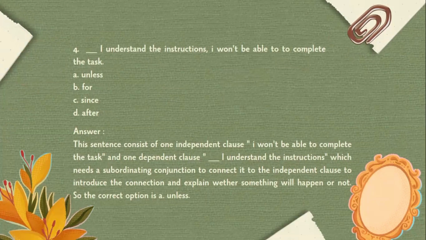And now for the last number, which is number 4, blank, I understand the instruction, I won't be able to complete the task. A is unless, B is for, C is since, and D is after. And the answer is, this sentence consists of one independent clause, I won't be able to complete the task, and one dependent clause, which is blank I understand the instruction, which needs a subordinating conjunction to connect it to the independent clause and explain whether something will happen or not. So the correct option is A, unless.